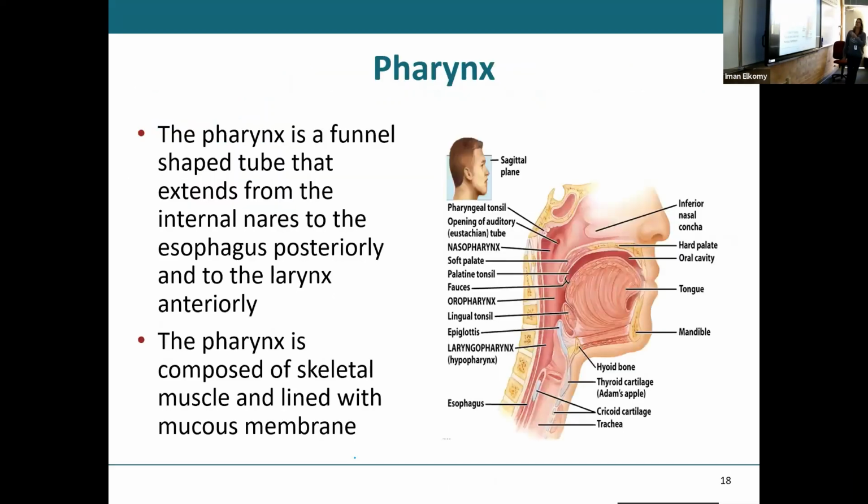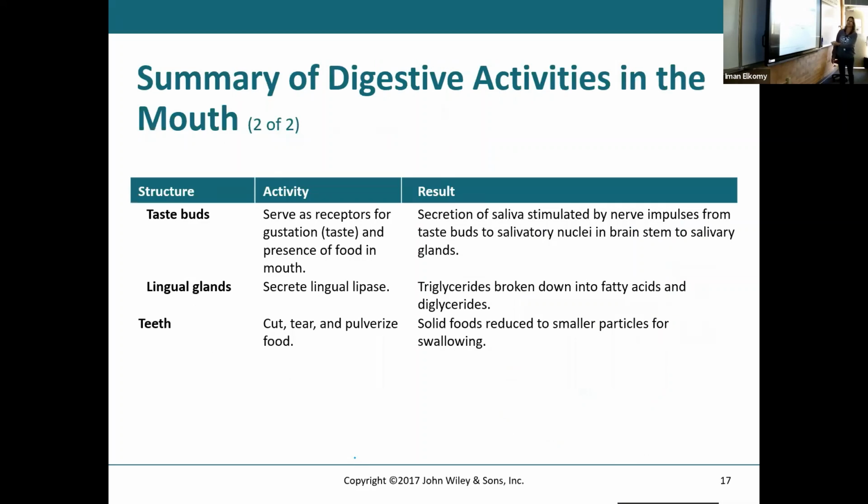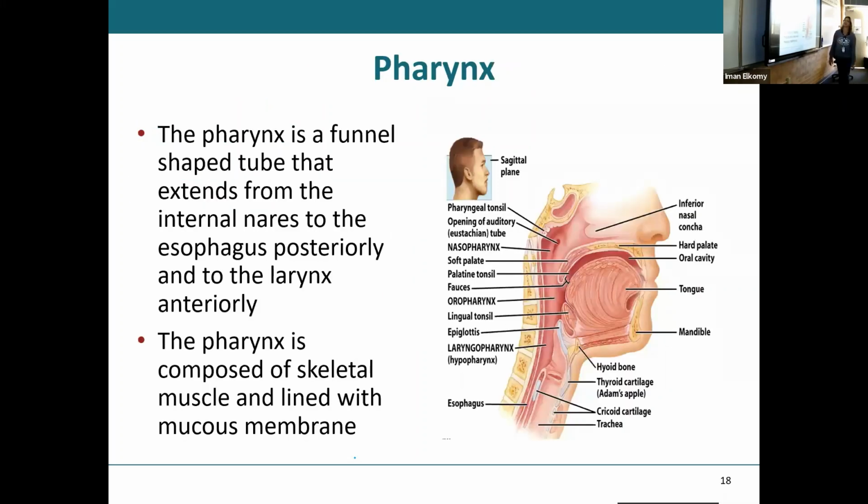All right, so summary pages, you guys can look over the summary pages on your own if you want to. If not, that's fine also. Let's go right into the pharynx. Y'all ready? All right, funnel-shaped tube. From the internal nares, the back of your nose, and over here, the back of your mouth, to the esophagus, which is this tube right here. There is your pharynx.